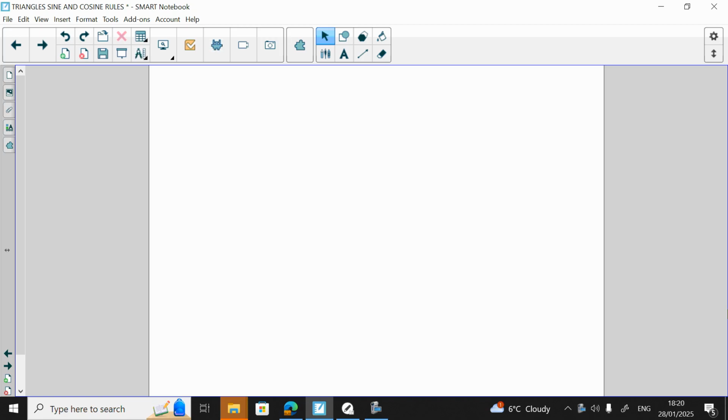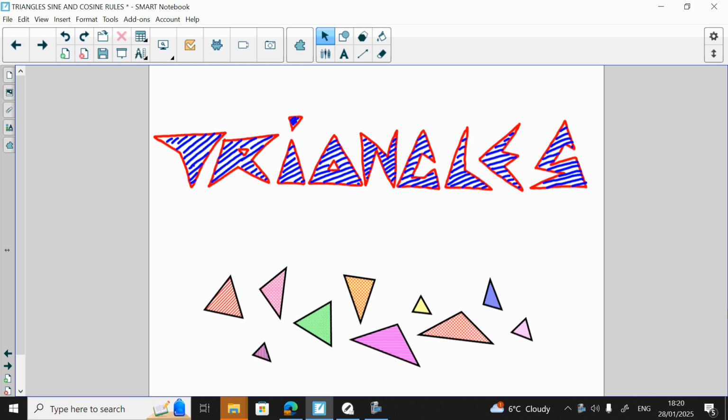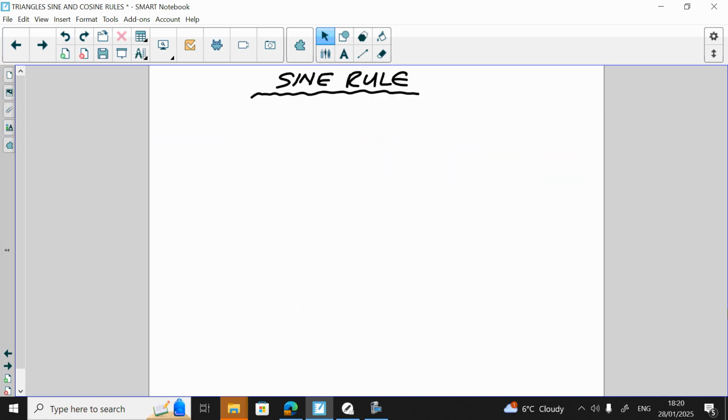So previously we looked at the cosine rule. So now we're going to look at something within triangles. Yes, I know, I spent an inordinate amount of time creating that, but we're going to look at something called the sine rule.